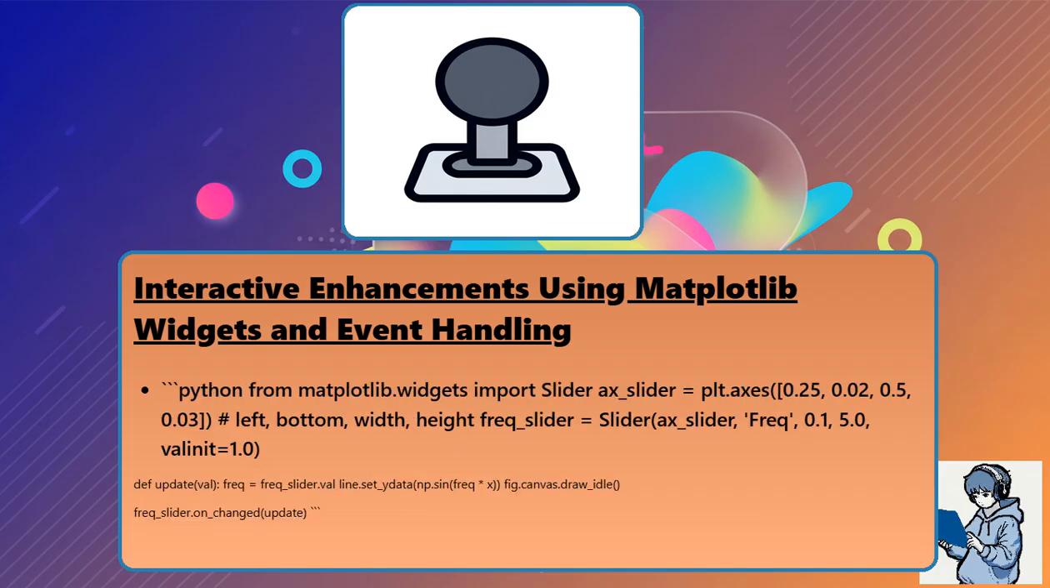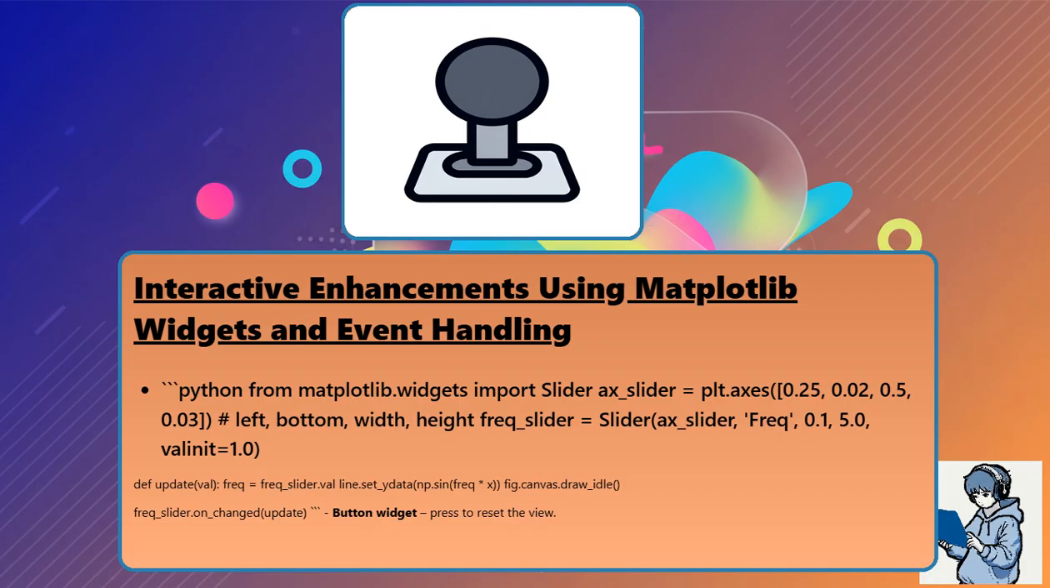from matplotlib.widgets import Slider. ax_slider = plt.axes([0.25, 0.02, 0.5, 0.03]). freq_slider = Slider(ax_slider, 'freq', 0.1, 5, valinit=1). Define update(val). Inside the function, freq = freq_slider.val. line.set_ydata(np.sin(freq * x)). fig.canvas.draw_idle(). freq_slider.on_changed(update).